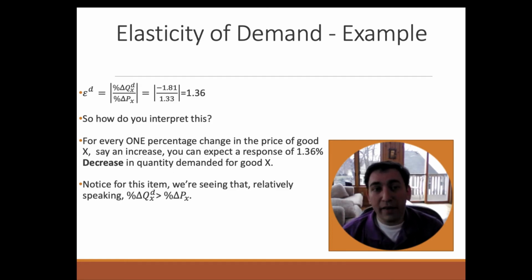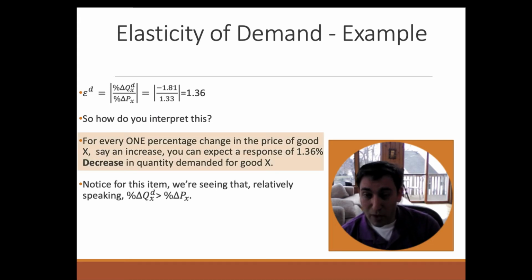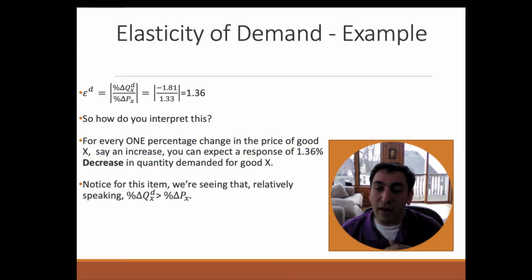So we just calculated that the elasticity of Tootsie Rolls in this example is 1.36. You may be thinking to yourself, what does this mean? Why do I care? And maybe you don't care, but here's the interpretation. For the manufacturers of Tootsie Rolls, every time they raise the price of their product by 1%, they could expect to lose 1.36% of their sales. People are going to respond and shift away from buying their products in a greater proportion than what the price change is.